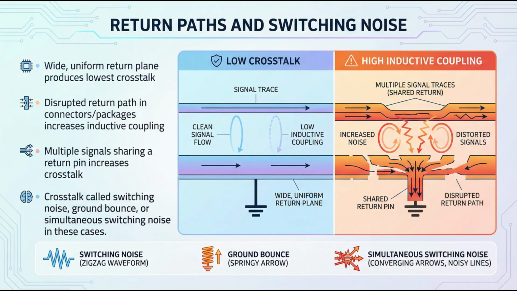Return paths and switching noise. A wide, uniform return plane produces the lowest crosstalk. When the return path is disrupted, such as in connectors or packages where multiple signals share a single return pin, inductive coupling increases dramatically. In this case, crosstalk is often called switching noise, ground bounce, or simultaneous switching noise.